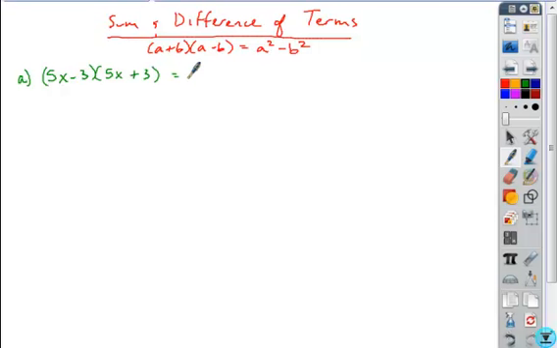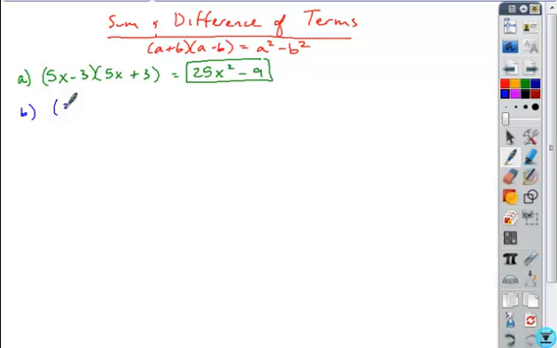So when you expand this out, all you need to do is take the square of the first term, so 5x quantity squared: you square the 5, square the x, and then it's always, again, a minus the second term squared. The second term is a 3, so 3 squared is 9. And so that would be the process you would follow to expand that product.